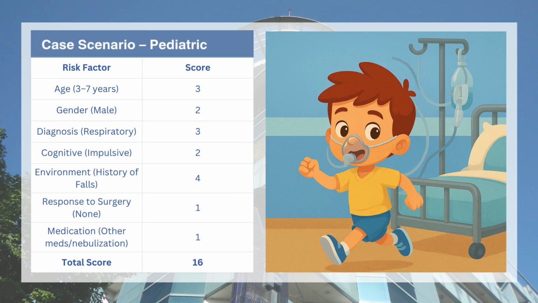Based on Miguel's profile, we compute the following. Age 3 points. Gender 2 points. Diagnosis 3 points. Cognitive status 2 points. Environment 4 points. Surgery 1 point. Medication usage 1 point. His total score is 16 points, placing him in the high-risk category for falls.